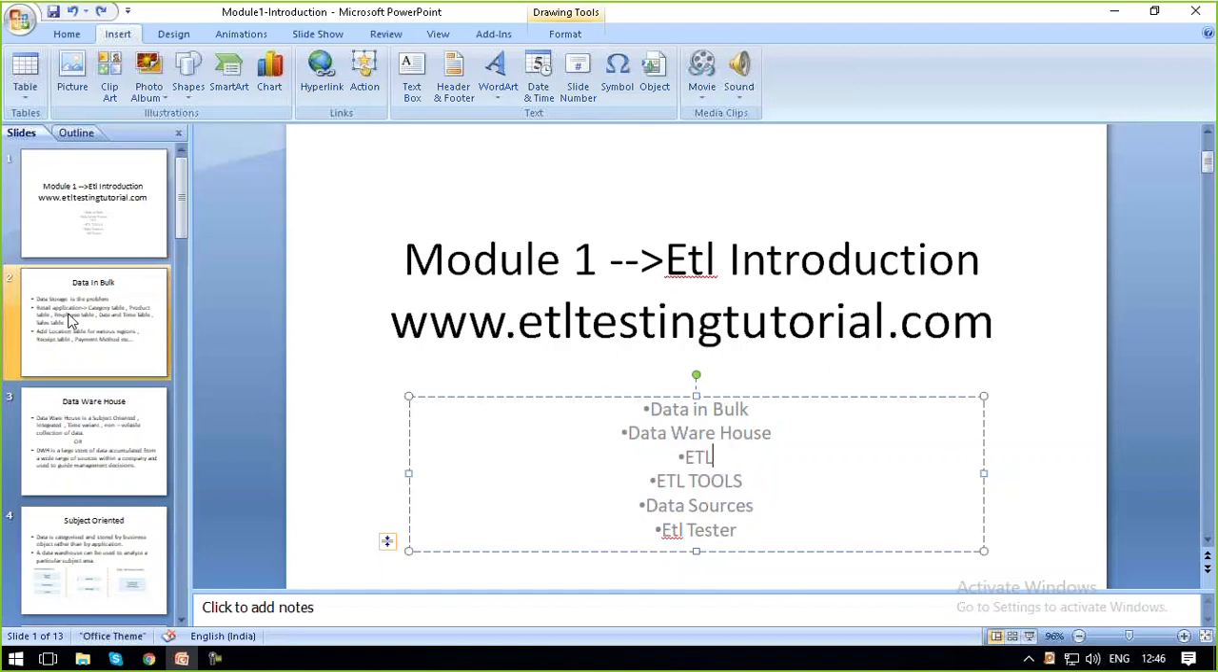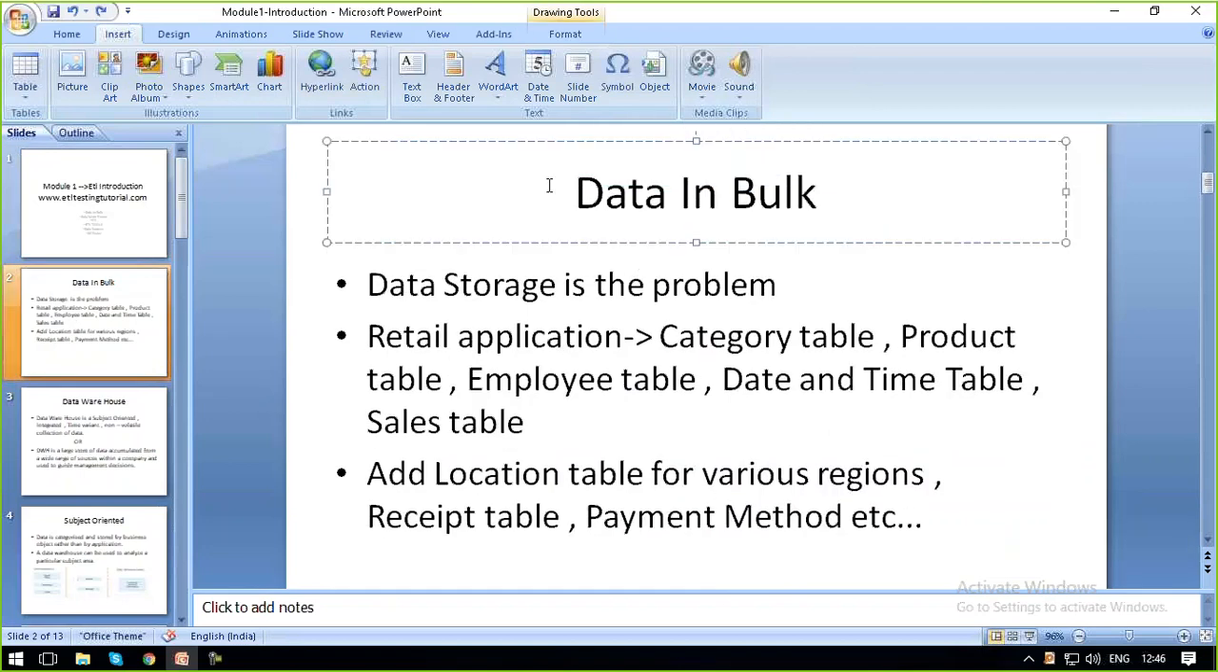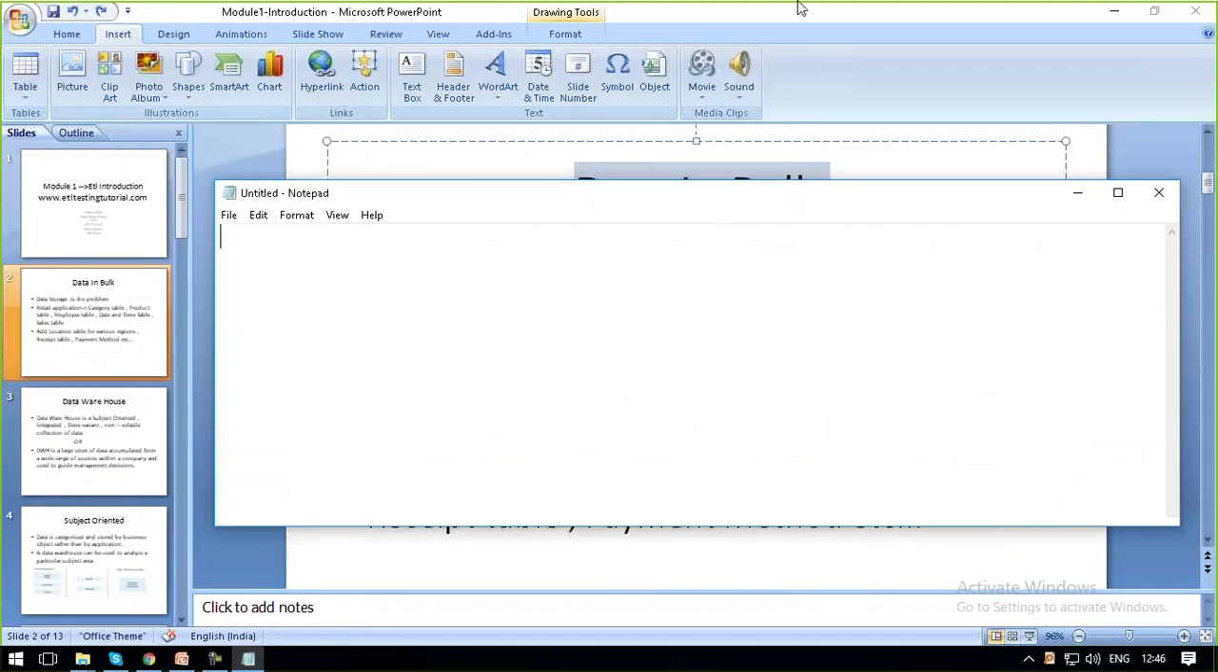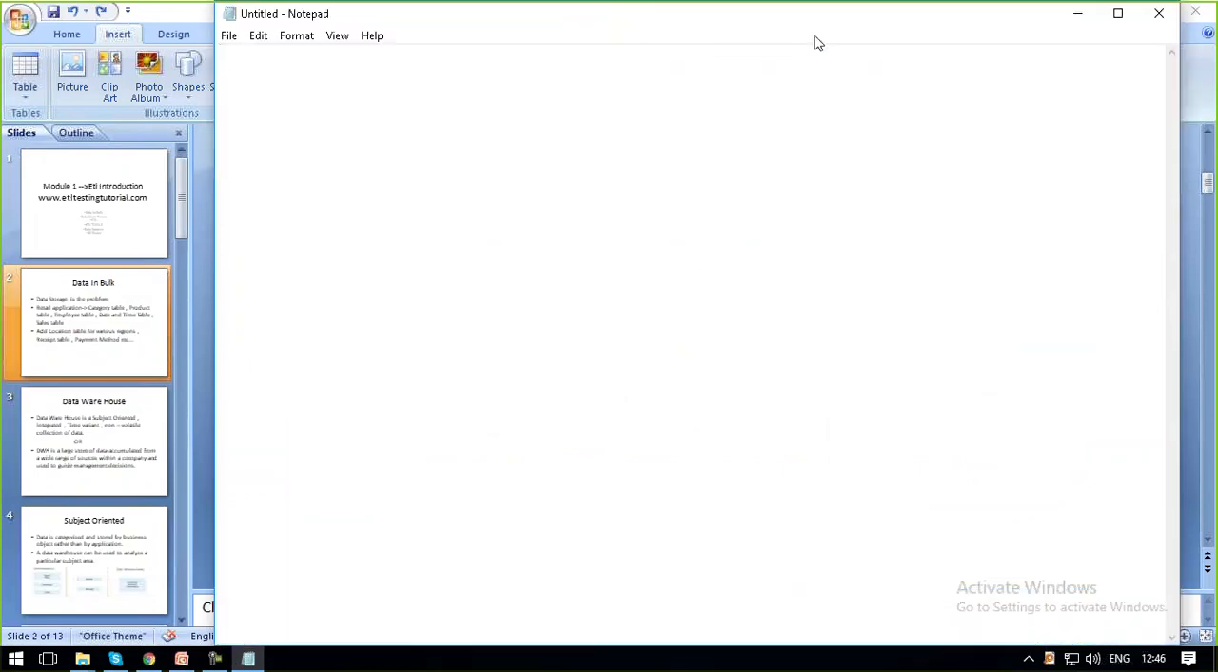So let's start with the very first topic, that is data in bulk. Generally, if I show you a diagram, let's say we have one retail application. We'll start with the very basic and then move on to the complex part of the same application. Let's say we have a retail application in which we have the storage of data. The data is stored in a variety of tables.